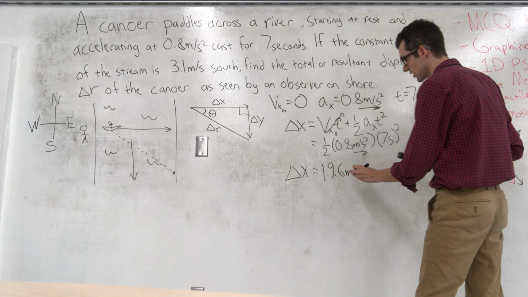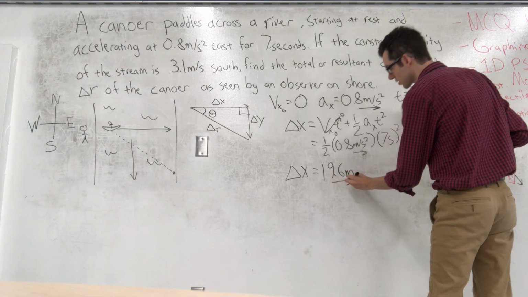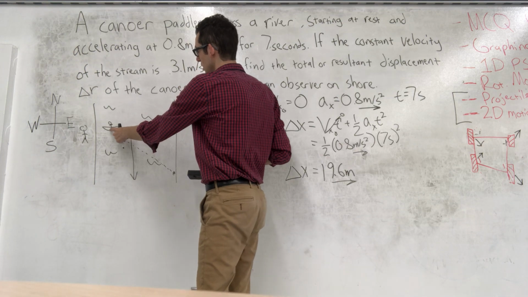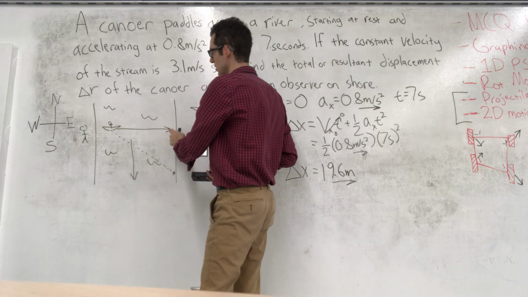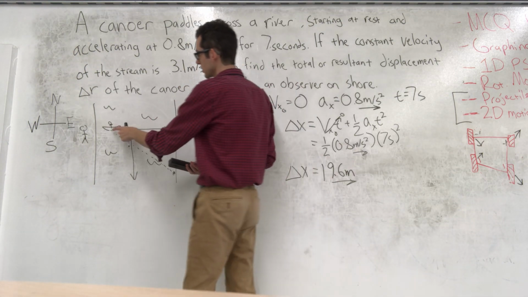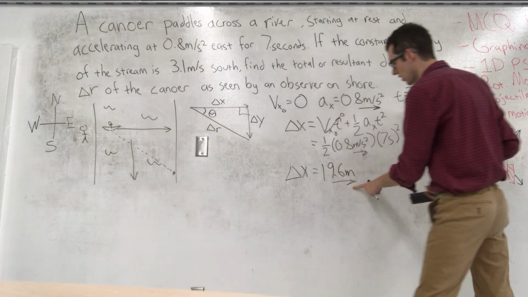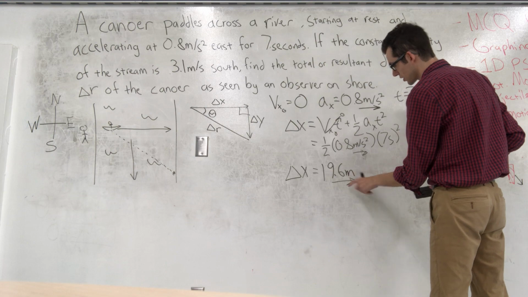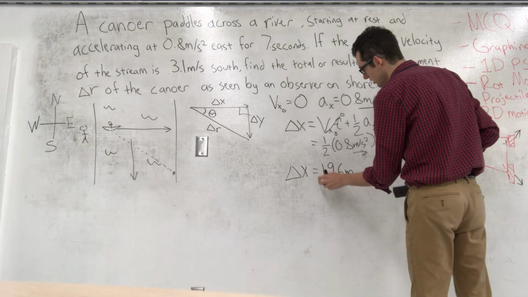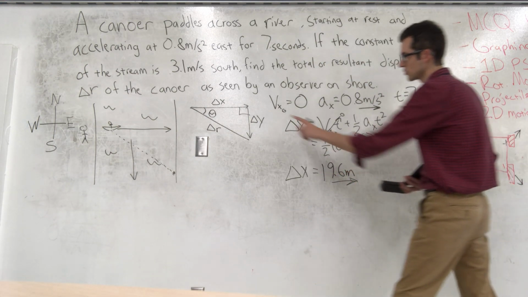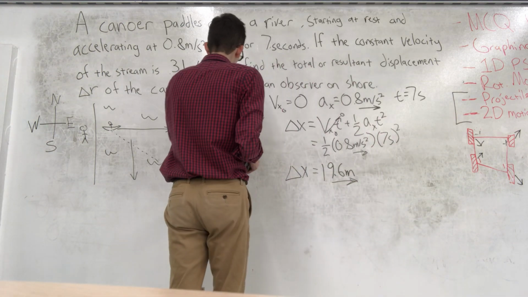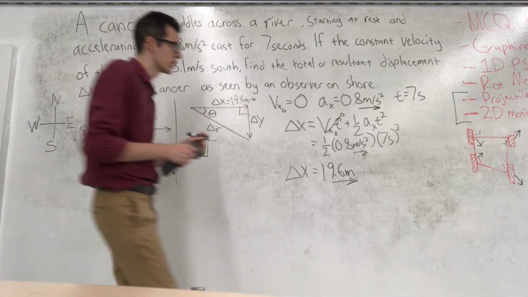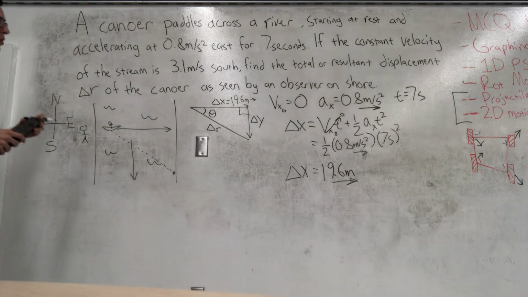So our delta x is 19.6 meters to the right across the river. This is the horizontal distance that our canoer travels, their horizontal displacement from here to here. Again, we could report this as a distance if we didn't have our direction, but we're going to report it as a vector, a displacement with our direction to the right. So delta x is 19.6 meters to the right. Great, now we just need to find delta y.